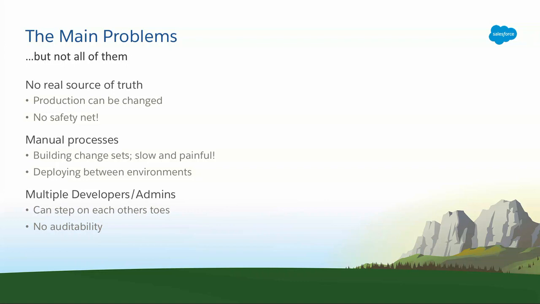And we know that building a change set is a manual process. It's fine for a handful of components. If you've got 5 or 6, easy, 5 minutes. But what if you've got to do an entire release with hundreds of components? And then you've got to move that change set through multiple sandboxes, having to rebuild it every time. That's not good. And finally, when you've got multiple developers and admins working together, you can easily step on each other's toes. And often you'll have no idea who did what, or why, or when even, because the last modified date on the components is going to be the person who deployed them, and that's not helpful.